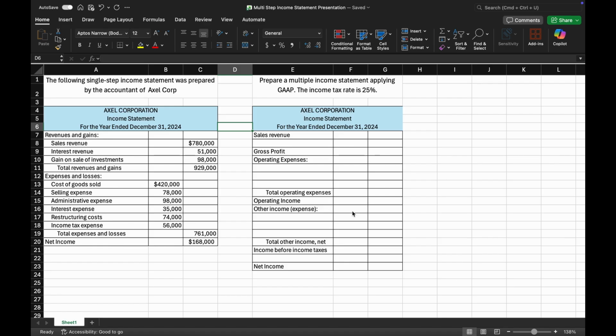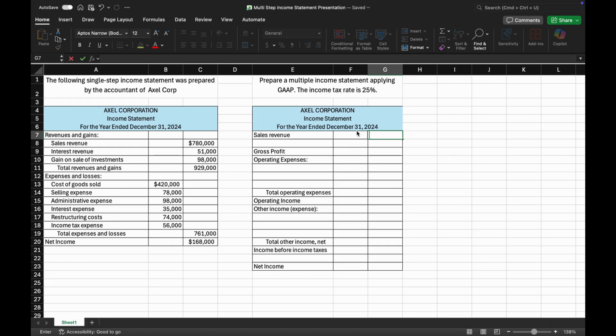So as you can see, the multi-step income statement looks a little different than the single-step one and seems a little more complicated, but do not worry, as we will work through each section and line item together. Luckily, the first line item in both income statements is the same, and that line item is sales revenue. So if we look over to the single-step income statement, we can tell that the sales revenue account has a balance of $780,000, so we can transfer that over to the multi-step statement.